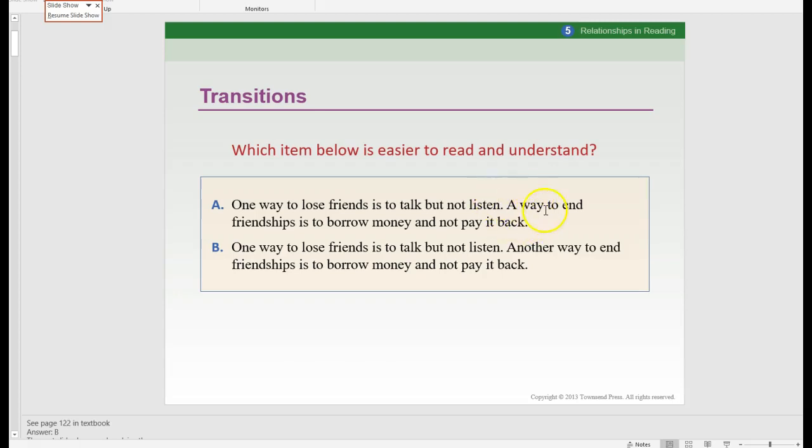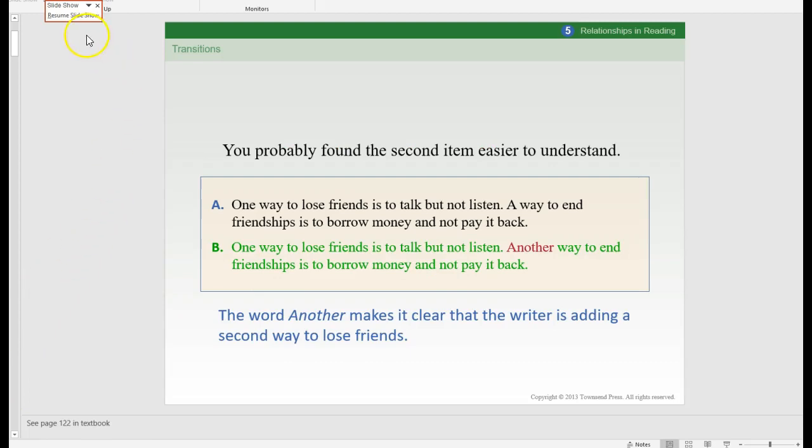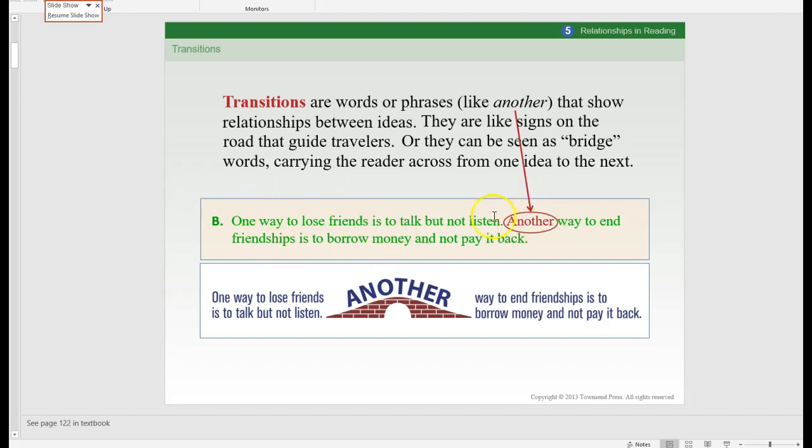It's easier to read than this because you have a transition which connects both sentences together better, which makes it smoother to read. And here again, they're talking about another, and it makes it clear, smoother. I kind of jumped ahead of myself there, which I usually do. And going back to this sentence, another is the transition word, and it acts like a bridge to connect both thoughts, both sentences together. Makes it smoother. This helps with cohesion.